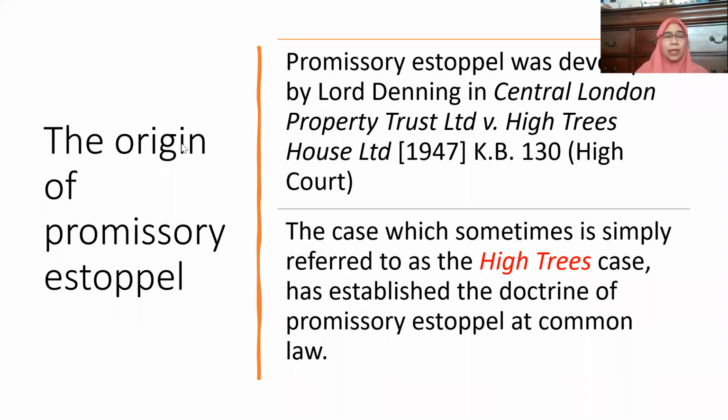So let's have a look at the origin, the case which actually established this particular rule or principle. It was developed by the famous Lord Denning in the case of Central London Property Trust Limited v High Trees House Limited, or the nickname for this case is the High Trees case, a decision by the High Court. This case is significant because it established properly the doctrine of promissory estoppel at common law.